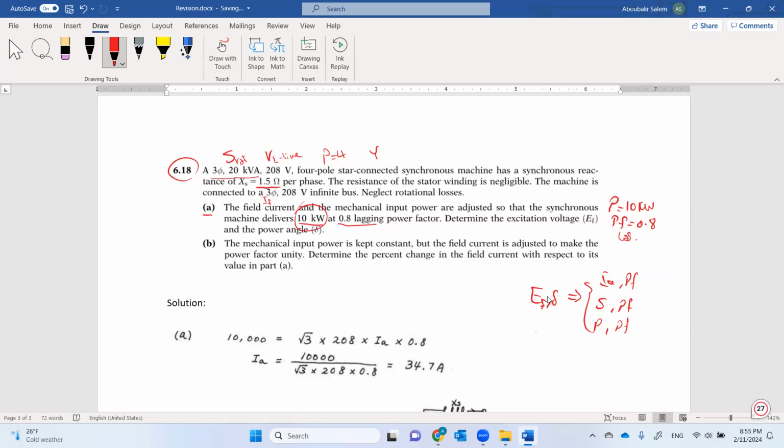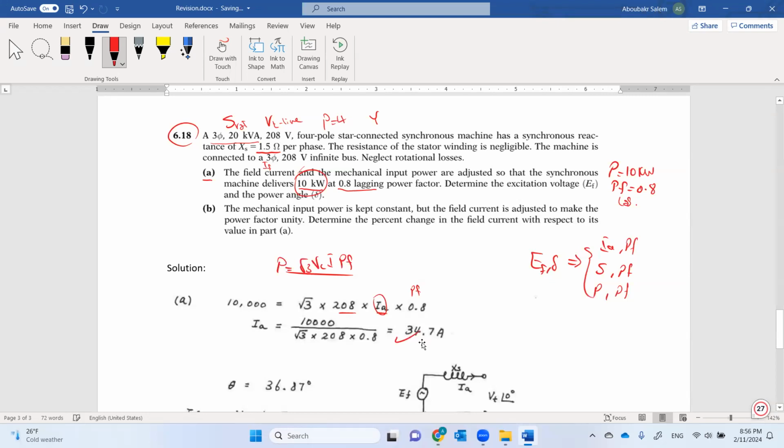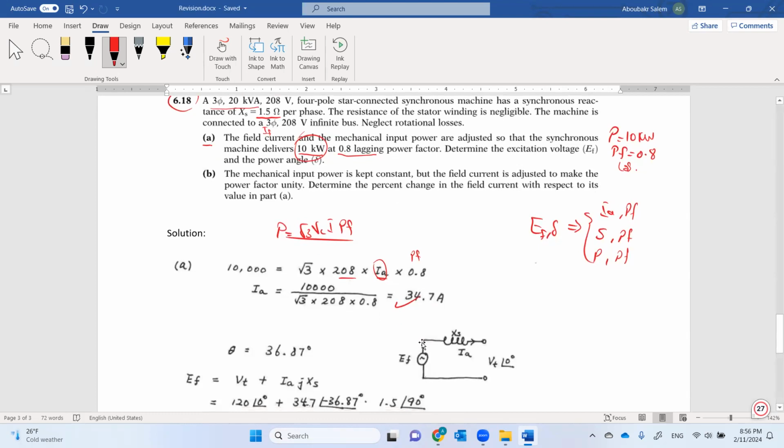So let's write the relation: P equals √3 times V line times I times power factor. This is the relation of power. So 10 kilowatt, 10 thousand, equals √3 times 208 line to line volt times the required current times power factor. Now we have one unknown only, so we can get the magnitude of current. Regarding the angle of current, we assume all of the time that the terminal volt is reference. This means the current angle is nothing but cosine inverse power factor.